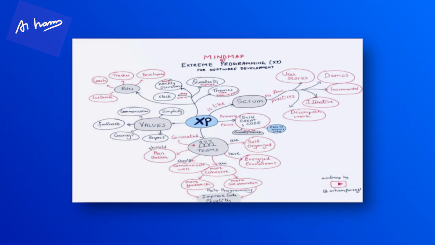Extreme Programming Framework. The main goal of the XP framework is to write code in a better way. That's the main goal, right? The difference between XP and Scrum is that Scrum is focused on delivering projects. XP is focused on ensuring that we write code in the best possible way so that it is scalable later. Now, XP, as I told you, the primary focus is building great code.